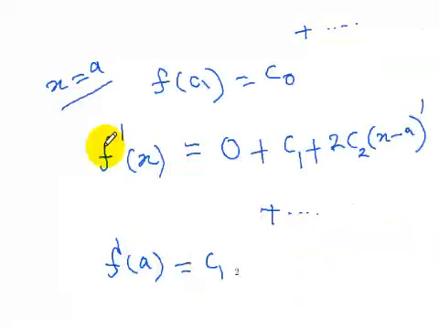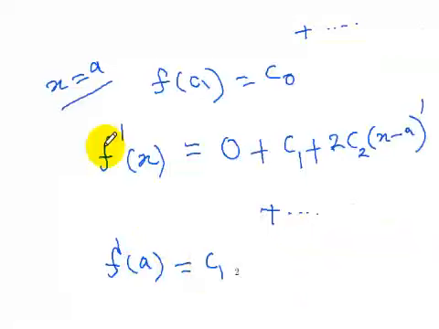Now you do this process continuously, right? And you can catch the pattern: f double prime of a gives you c2 times factorial 2, and in general, if you find c sub n, you will get the nth derivative of f at a divided by factorial n.